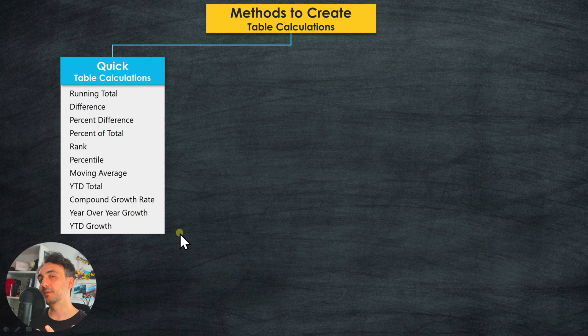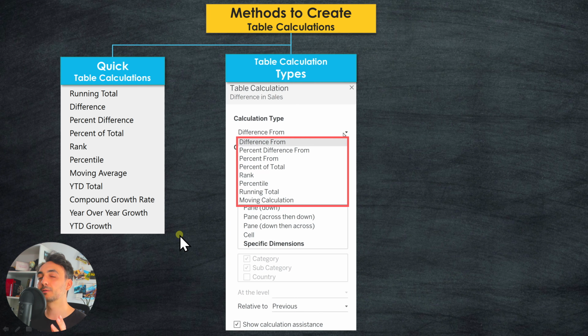So here we have very common table calculations like the running total, the difference, rank, moving average and so on. The second method is not that quick. We have to configure a few things, but still we are not writing any functions or any calculations. Still we are clicking around. But here we have more options and more control to configure the table calculations if you compare to the first one. The first one is just selecting the function and that's it.